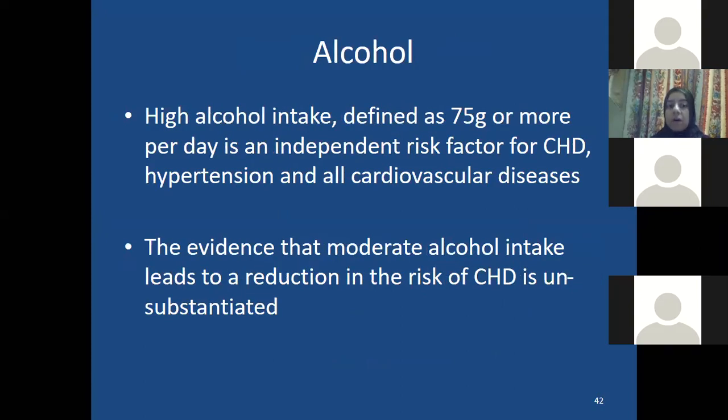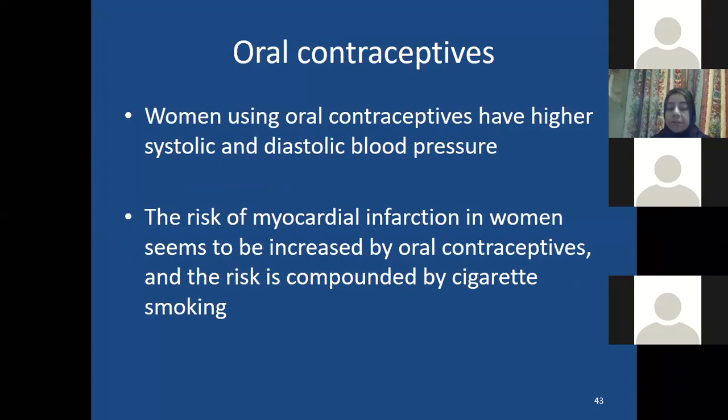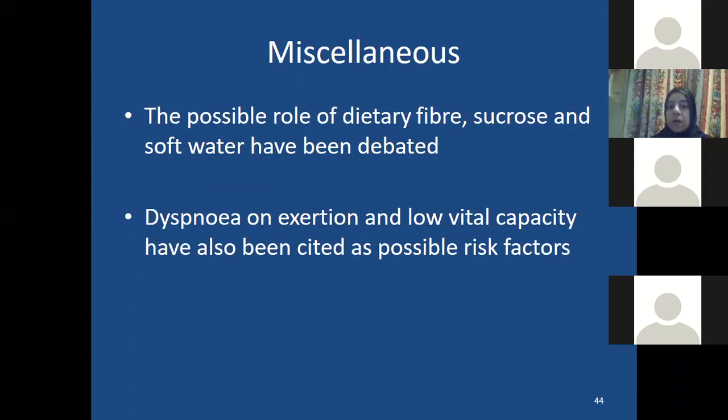Then you have alcohol. High alcohol intake, which is defined as 75 grams or more per day, is an independent risk factor for CHD, hypertension, and all other cardiovascular diseases. The evidence that moderate alcohol intake is protective is unsubstantiated as yet. Oral contraceptives: the women who consume them have higher systolic and diastolic blood pressure. The risk of myocardial infarction in women seems to be increased by oral contraceptives, and the risk is compounded when you are a cigarette smoker as well. Some others include low dietary fiber, sucrose, and soft water, which have been under debate, and dyspnea on exertion and low vital capacity have also been cited as possible risk factors, but they're not confirmed.